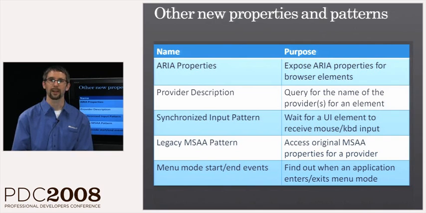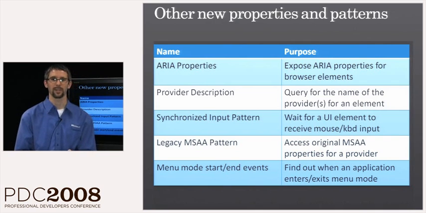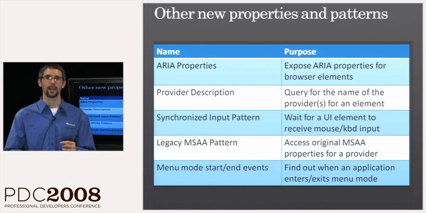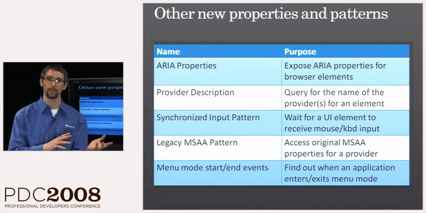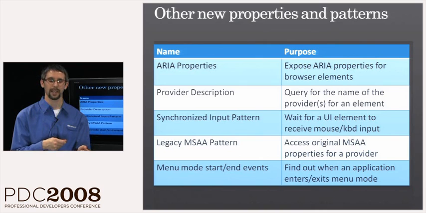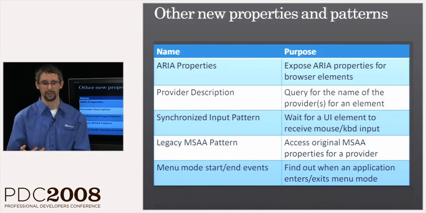The legacy MSAA pattern is one for fans of the original MSAA. If you really like MSAA or you have legacy code that uses MSAA properties, but you think, boy, this whole caching thing and the twice as fast access sounds pretty cool, you can have the best of both worlds. You can use UIA to do your queries and your searches, and then when you've got an element, you can query for the legacy MSAA pattern, which will give you access to the original MSAA properties coming from that element. That's very cool. And then there's some new events, including menu mode events.